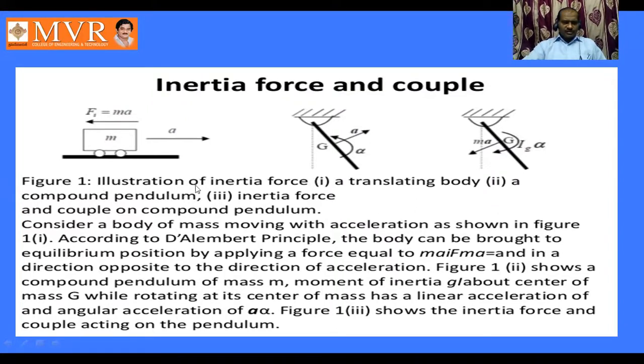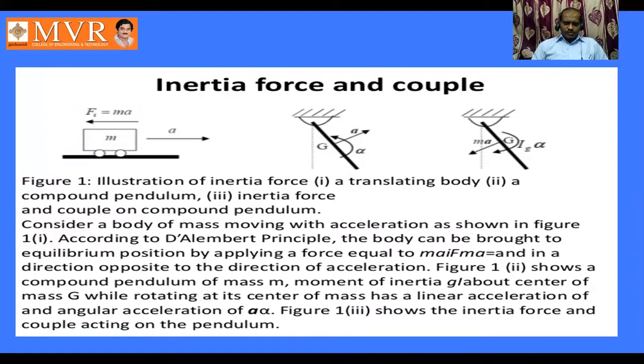Figure 1 is an illustration of inertia force on a translating body. Second one is a compound pendulum, inertia force and couple on a compound pendulum. So we have to discuss this one. Consider a body of mass m moving with acceleration a as shown in the figure. According to D'Alembert's principle, the body can be brought to equilibrium position by applying a force equal to F = ma in a direction opposite to the direction of acceleration.